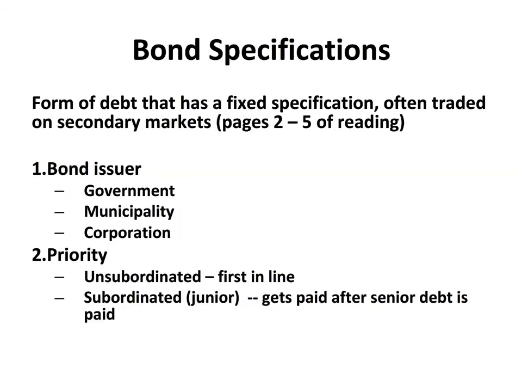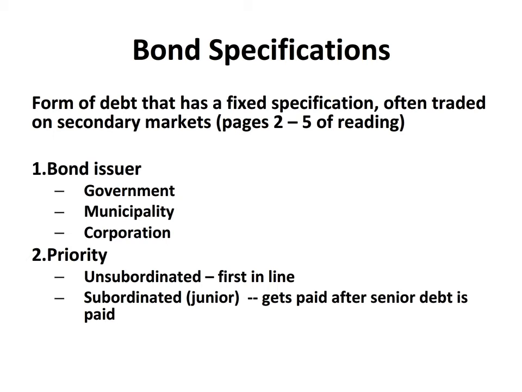Much of the time in this class we are going to be focusing on bonds, and bonds are a specific form of debt. They have very fixed specifications and they are often traded on secondary markets. So bonds would include the Treasury notes, bills, and bonds that we are going to be looking at. There's a secondary market for those, where an owner of a bond can sell it to another buyer. So that's what that secondary market does.